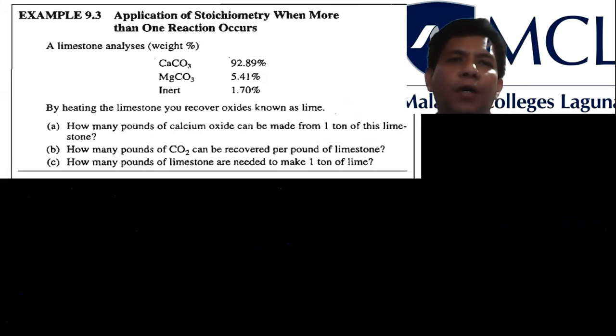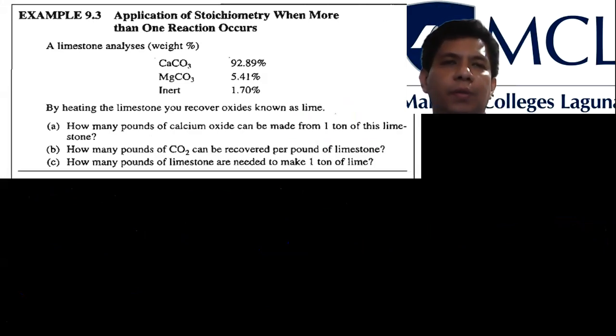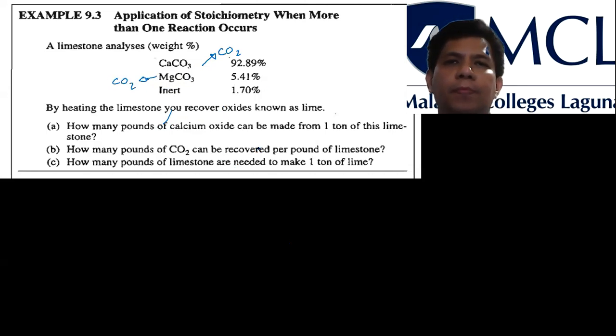Okay, so the next question is, how many pounds of carbon dioxide can be recovered per pound of limestone? We're going to start with 1 pound of limestone. Then, there are two sources of carbon dioxide. Heating calcium carbonate will produce CO2, and also heating magnesium carbonate will also produce CO2. So we're going to consider these two components. What we're going to do is calculate the carbon dioxide from calcium carbonate and then the carbon dioxide from magnesium carbonate.